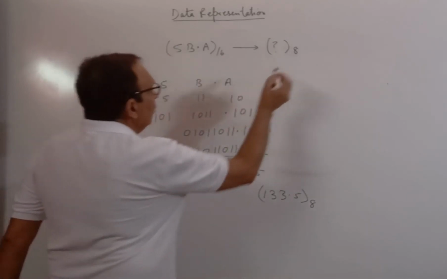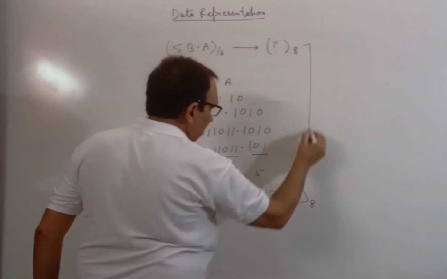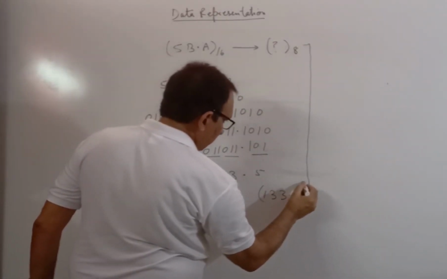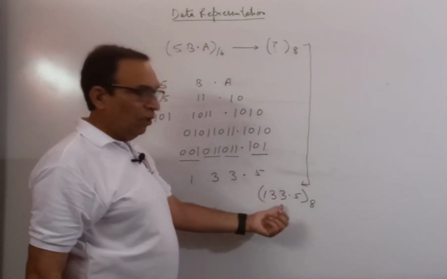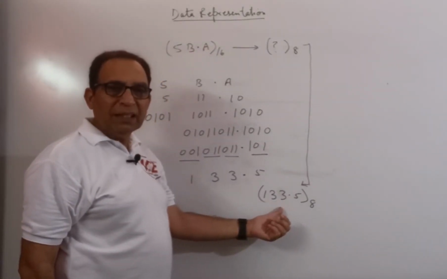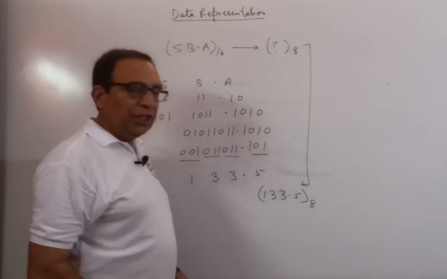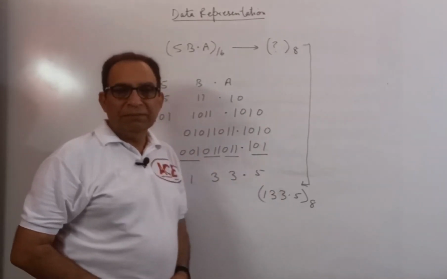So here you have seen how you can convert a hexadecimal number to an octal number. I hope it is clear, and with this we are finishing all the conversions.